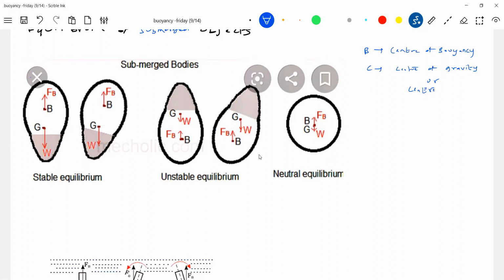I think that this will really help you a lot. Now, what about center of buoyancy? The body will have volume immersed. The center of volume immersed of a body will become the center of buoyancy.